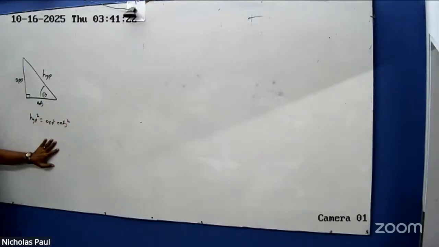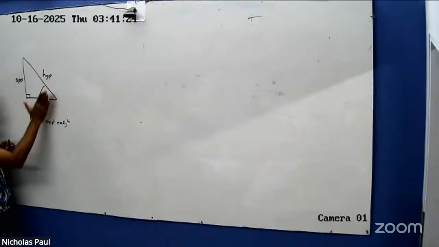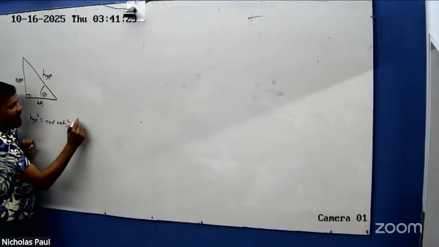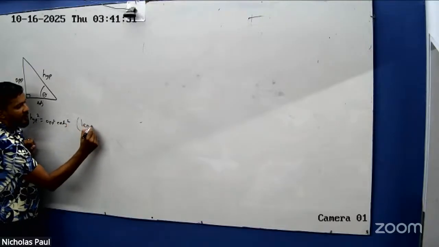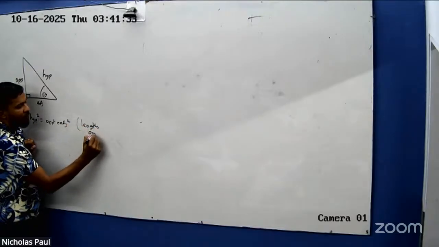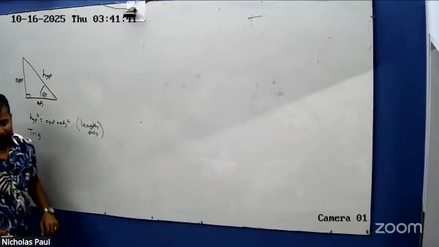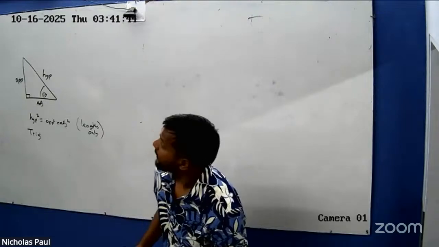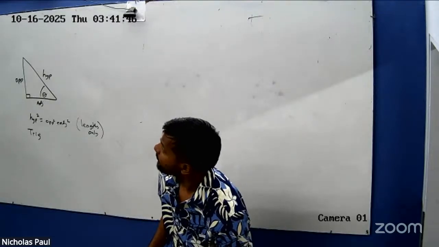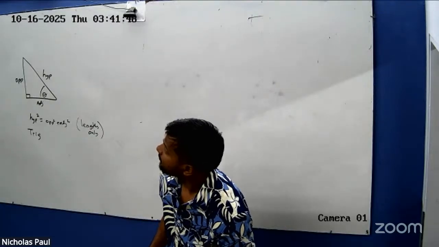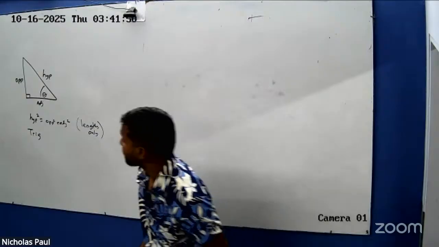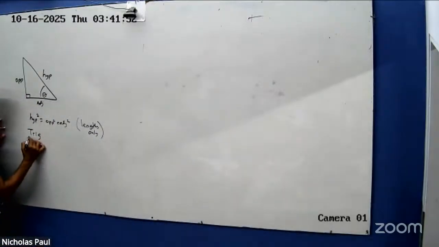When do you use this? You use this if you're working with lengths only. If you have angles to work with, then we have to use the trig ratios, right? We use trig ratios.